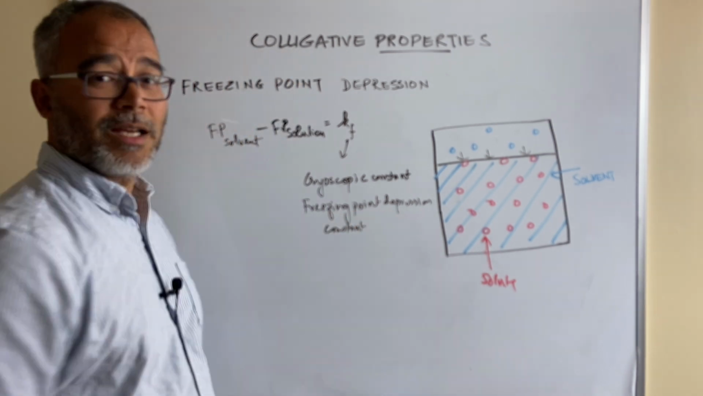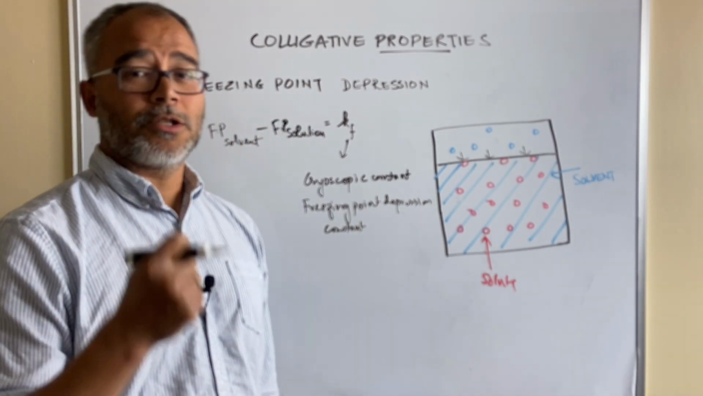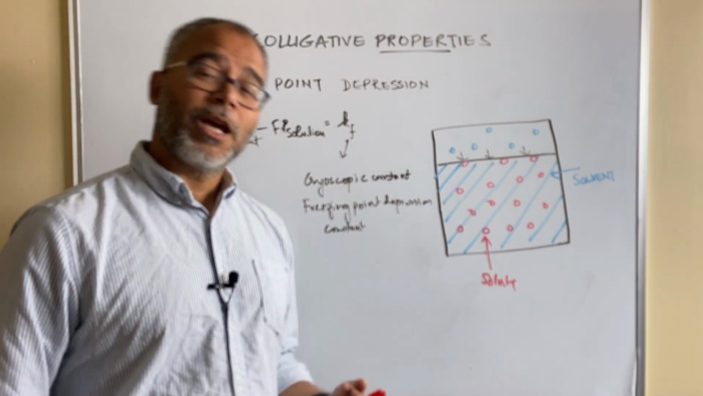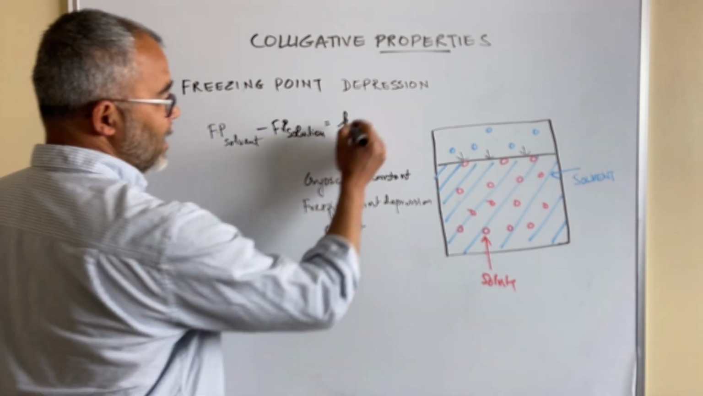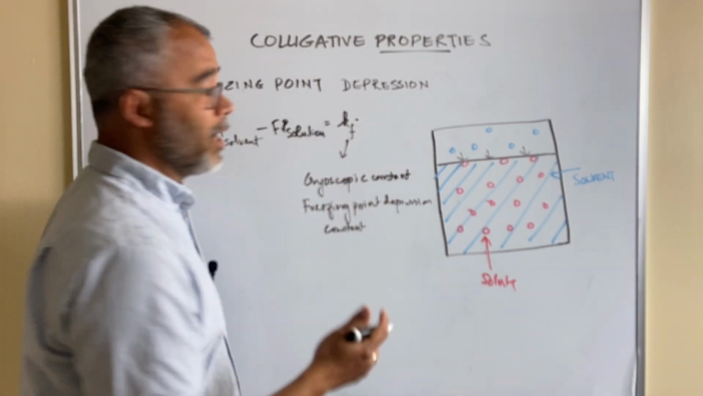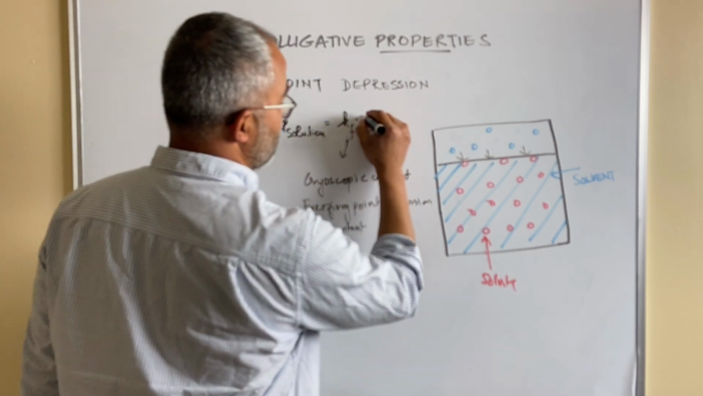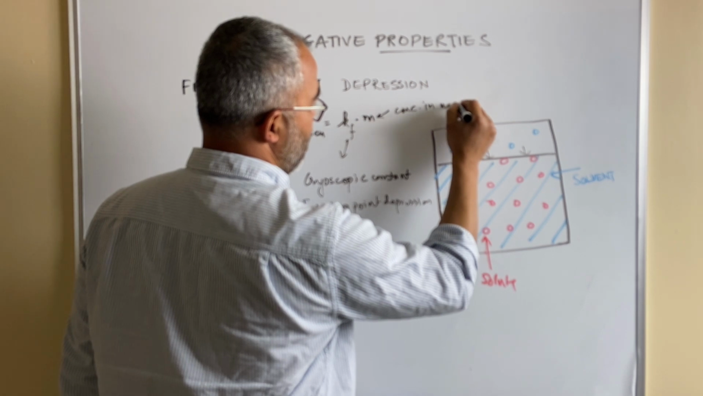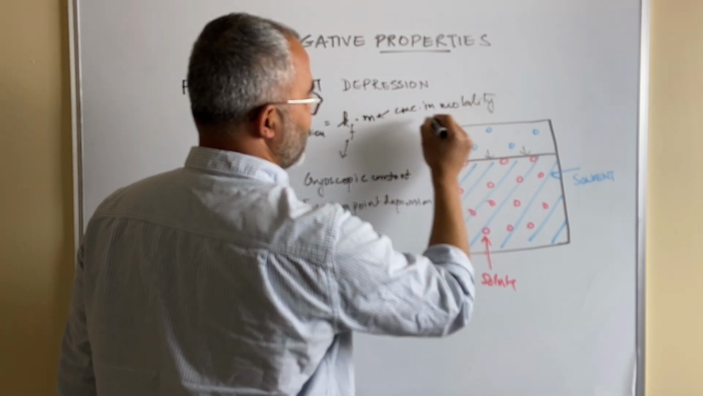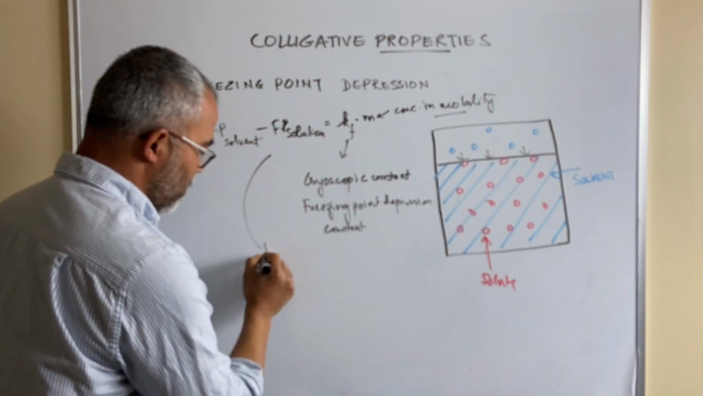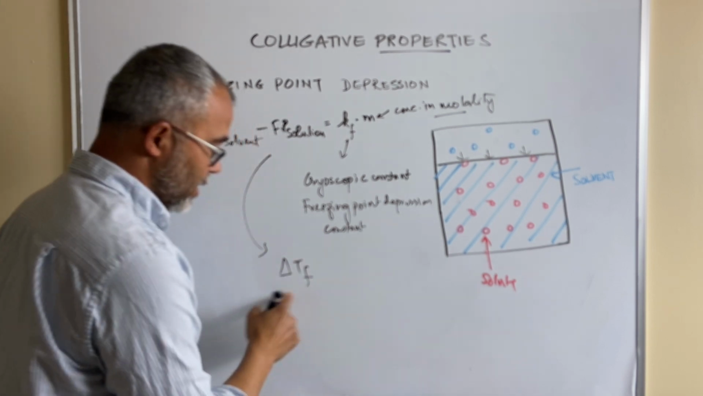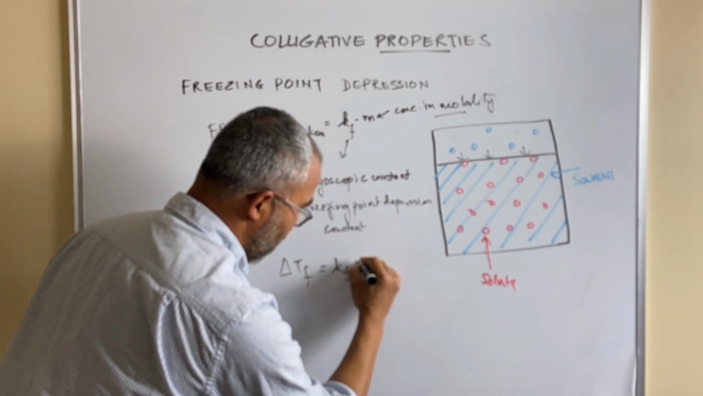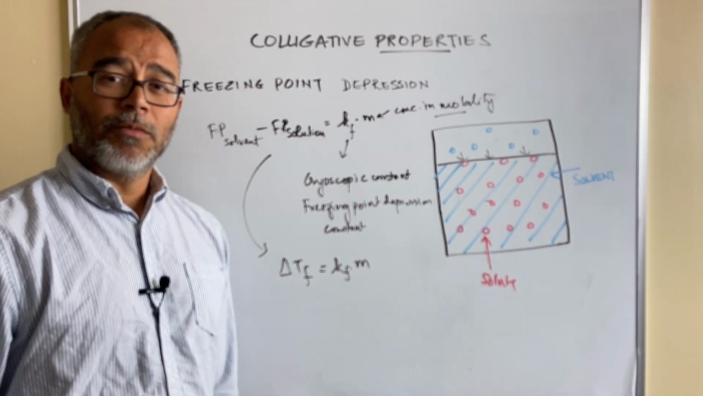And this constant is specific to the solvent you're using. So water would have its own Kf value. If you're using ethanol, that would have a different Kf value, and so on, okay? And that's multiplied with the concentration expressed in molality, so times small m. That is the concentration in molality, okay? So this entire thing can be condensed to write the change, so delta Tf, which is the freezing point depression, is equal to Kf times m, the molality.